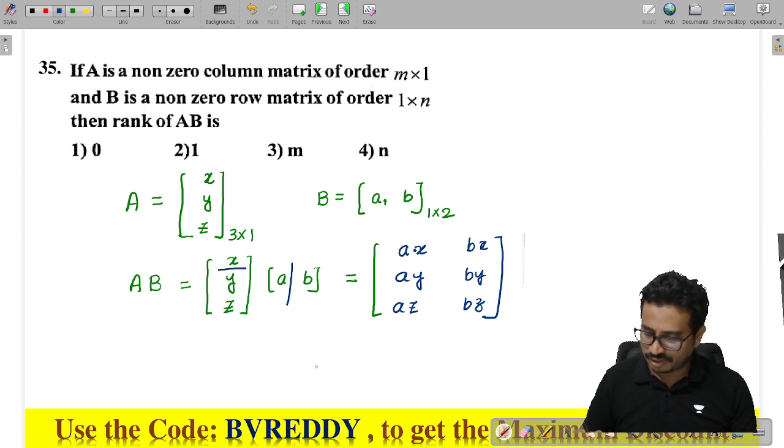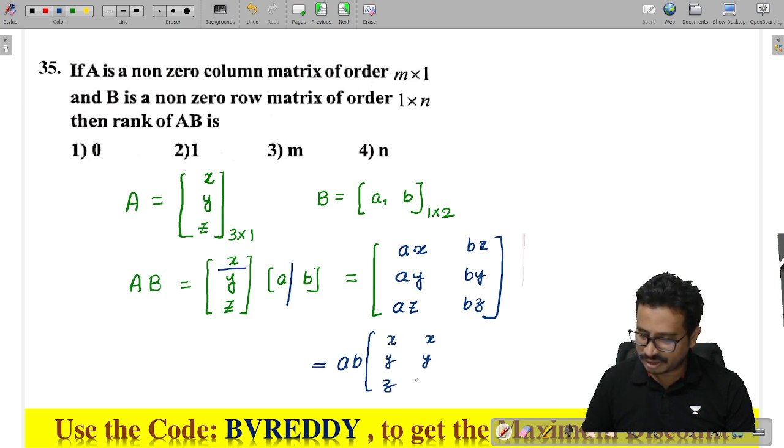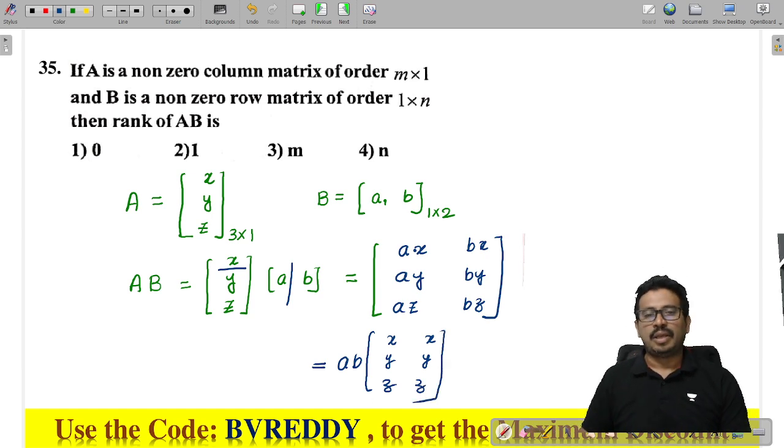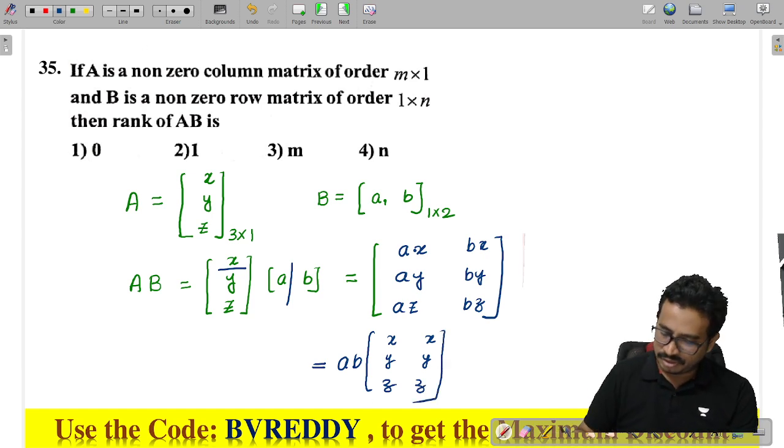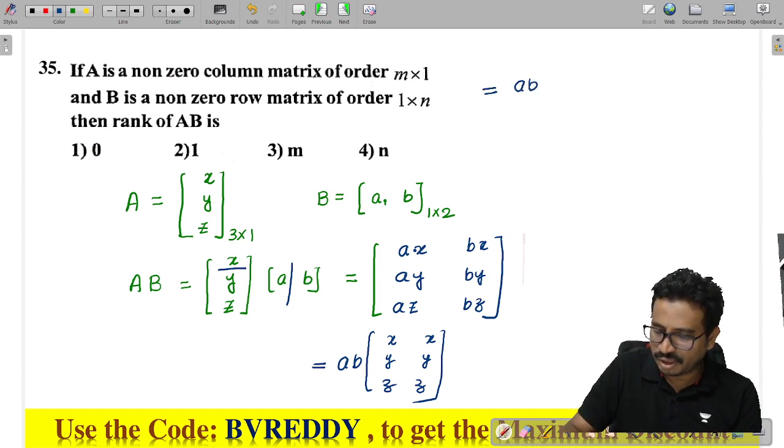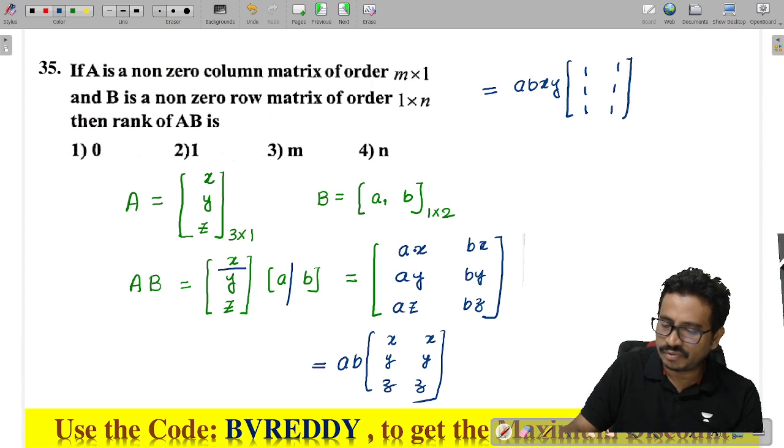Now if you see carefully, in this row we can take A common and here B common. So AB we have taken common. Then what is left out is X, X, Y, Y, Z, Z. Now in this row I can take X common, so the result becomes AB into X, and Y also common. Then it becomes 1, 1, 1, 1, 1, 1. And thereafter it is given as AB into XY.